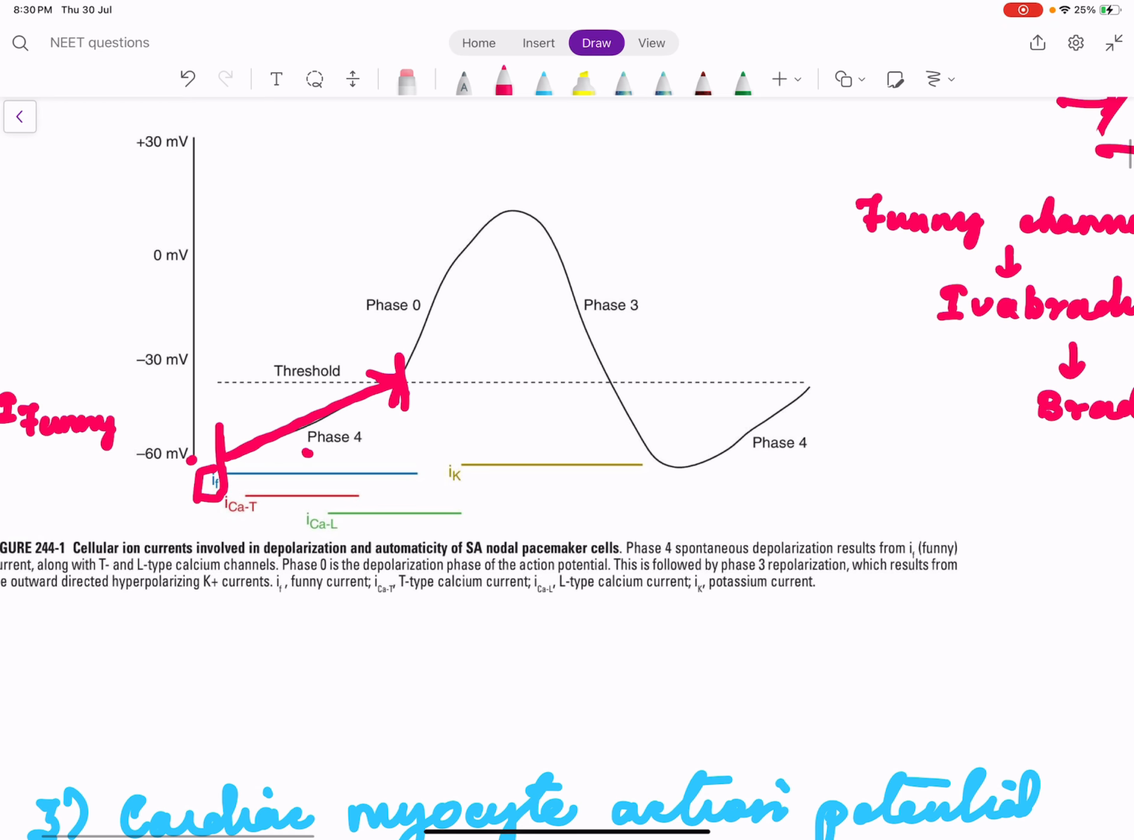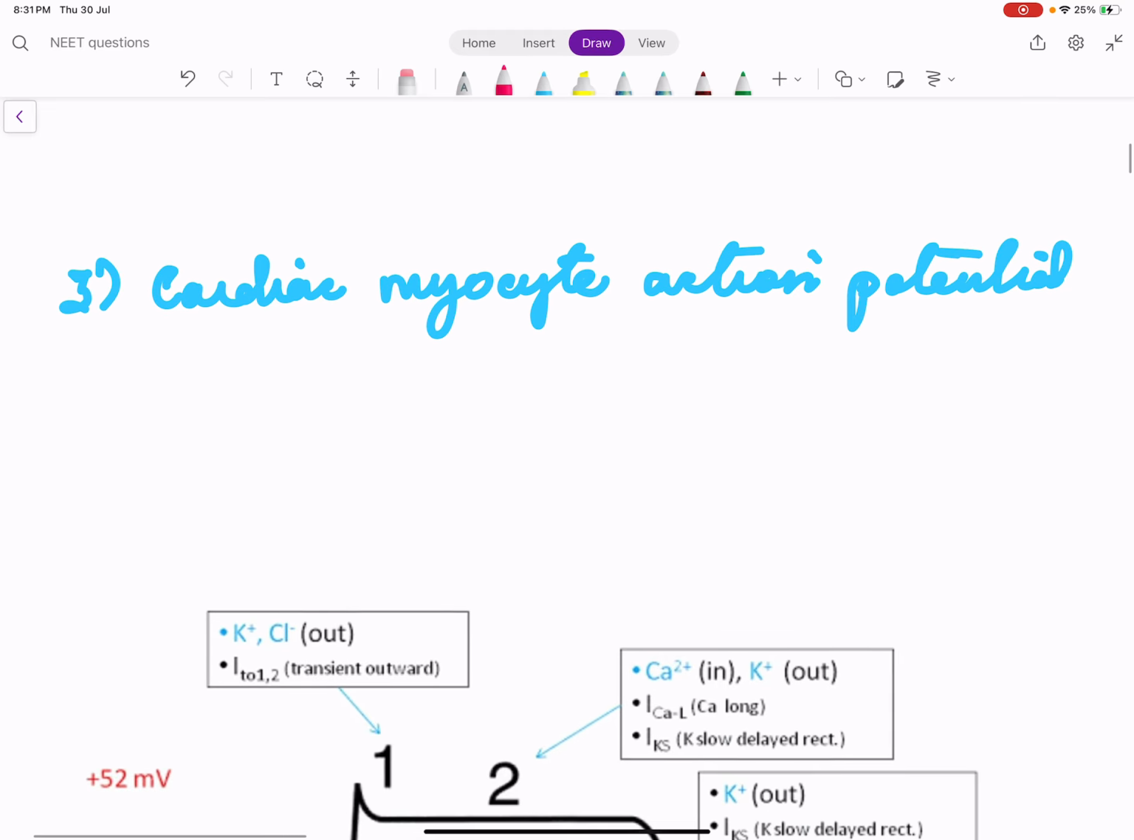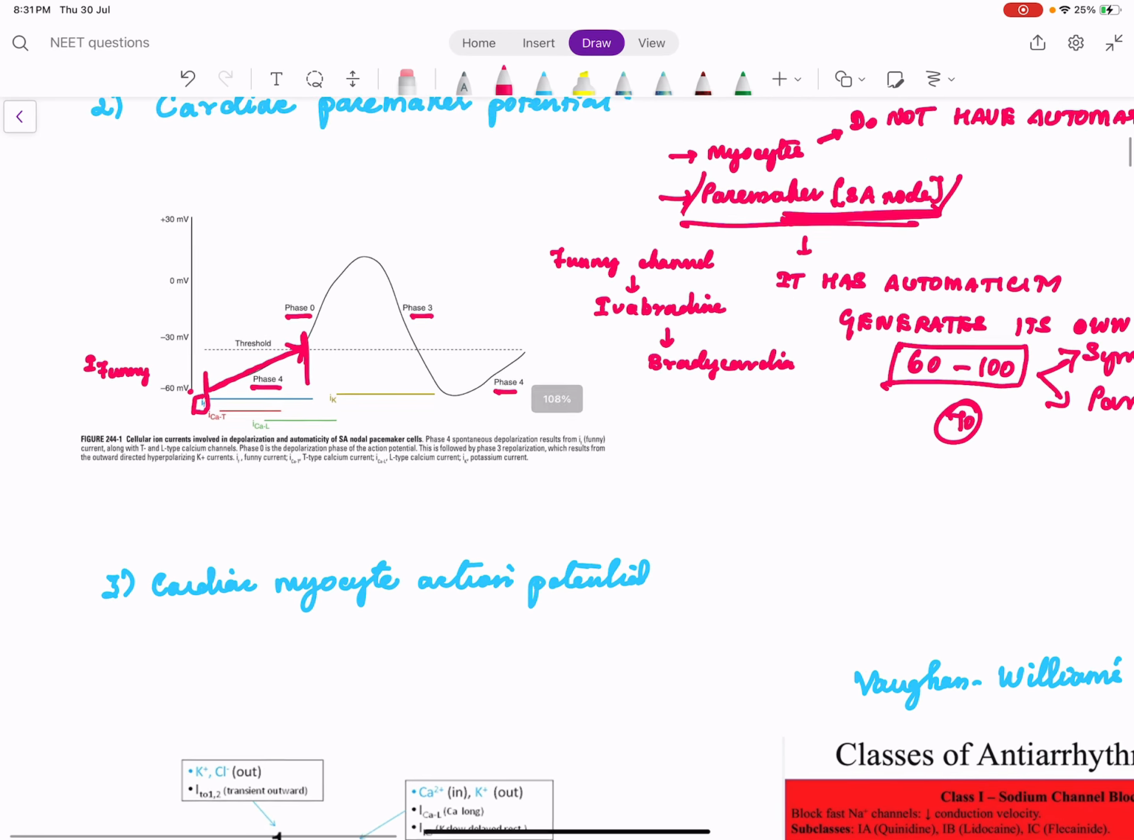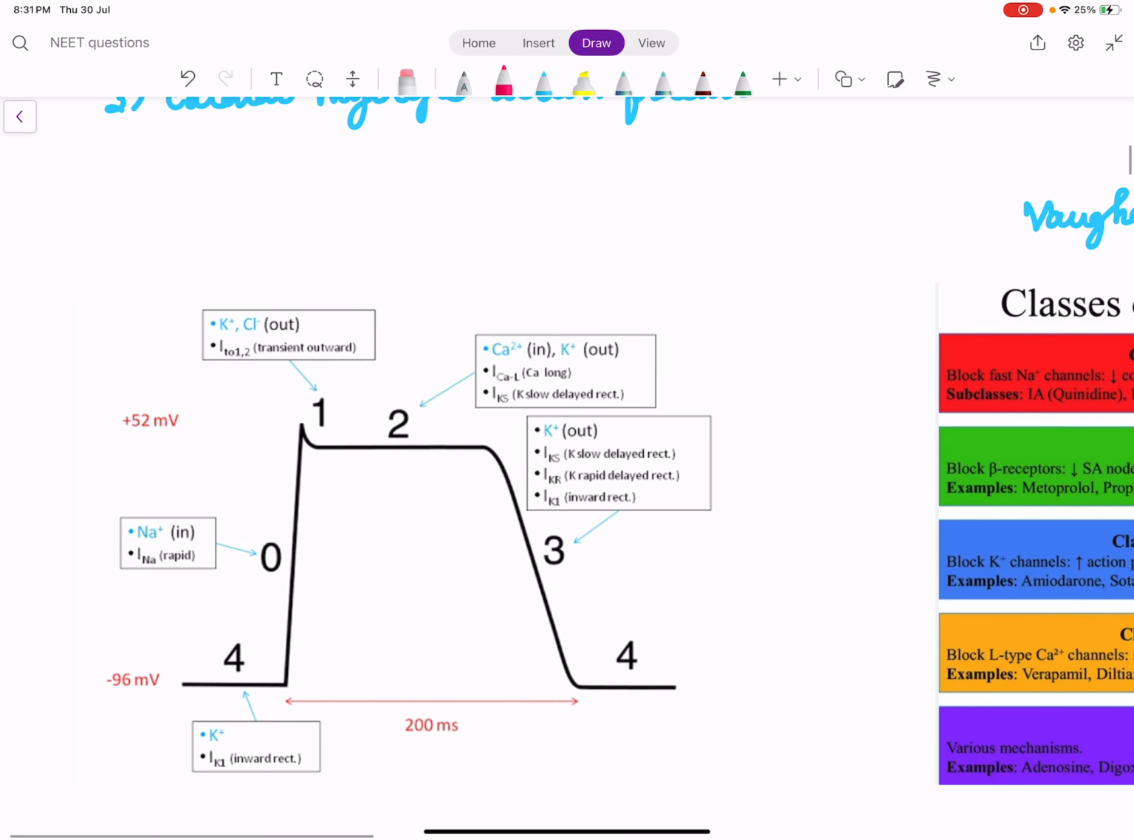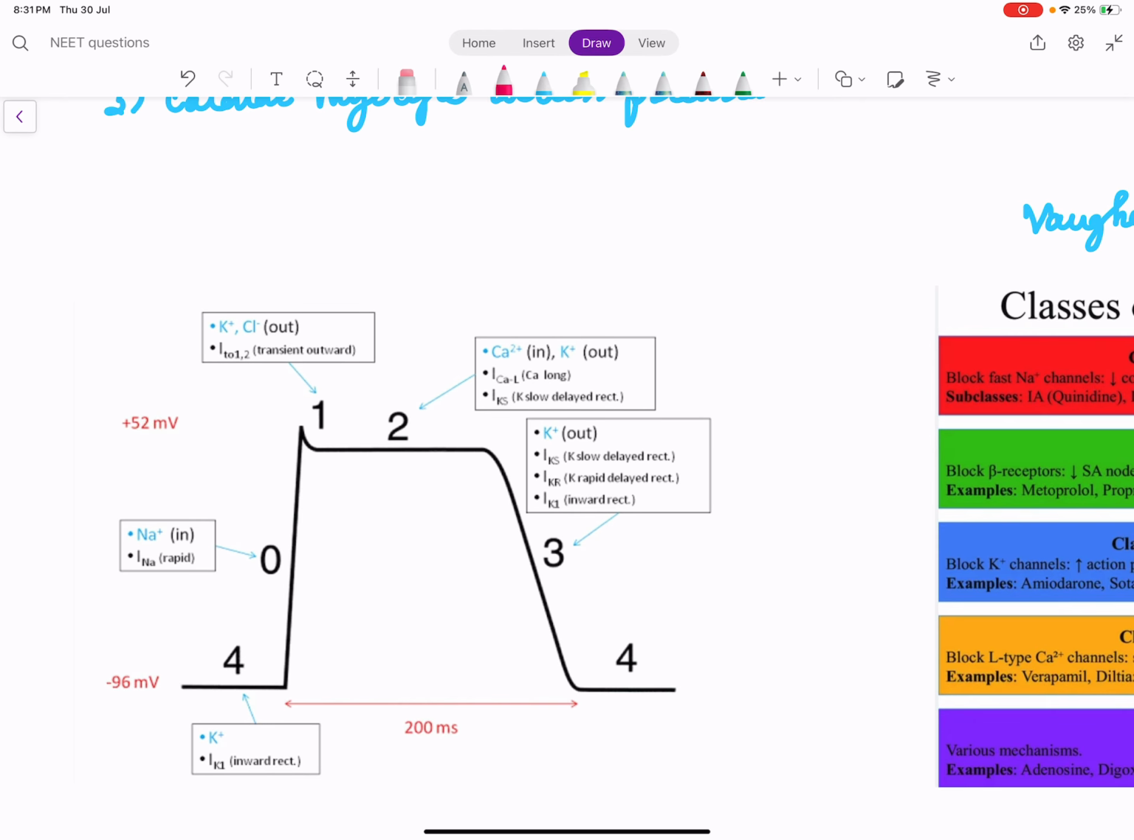So remember the phases. Phase 4 is the most important phase, the spontaneous depolarization phase. Think of the other phases also, phase 0 and phase 3. Compare this with the cardiac myocyte action potential, which has all the phases: phase 4, phase 0, phase 1, 2, 3 and 4.